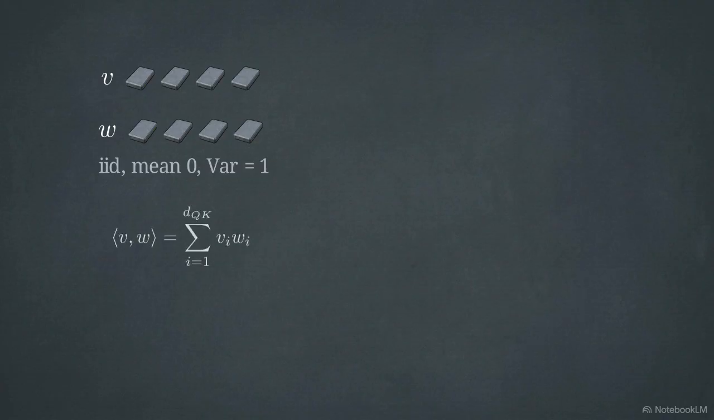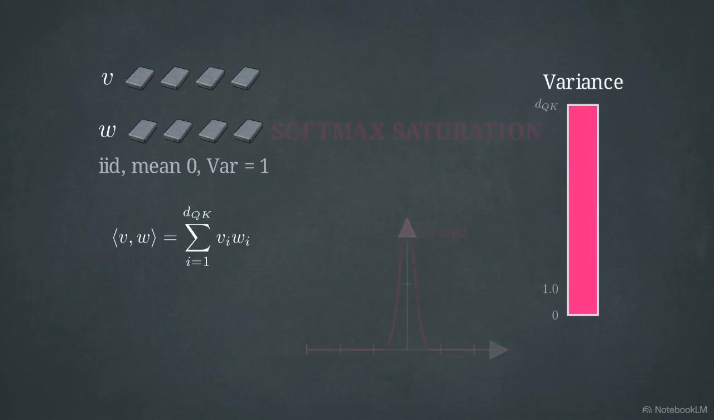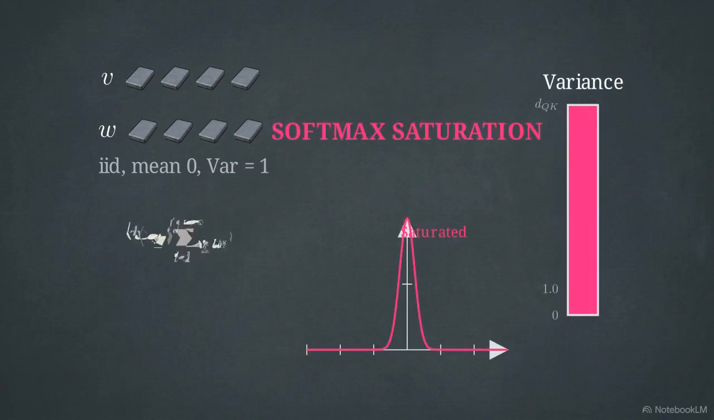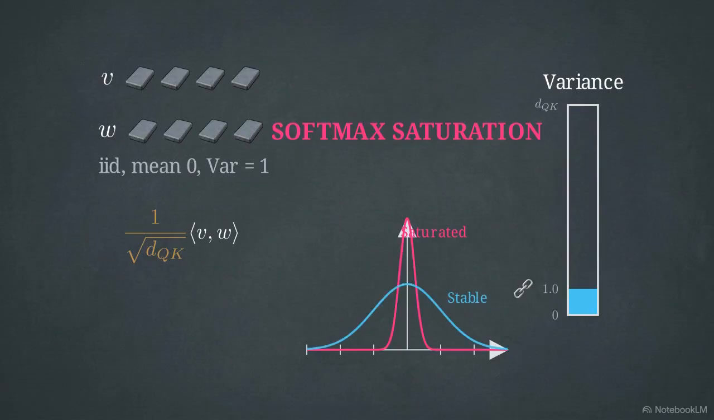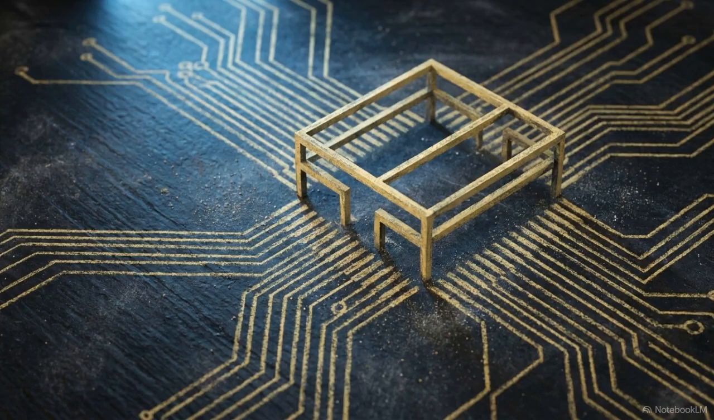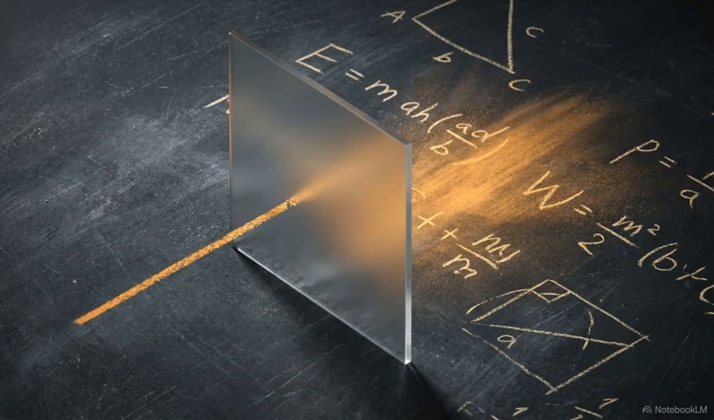If vectors v and w have independent entries with variance 1, their inner product variance is exactly d_qk. Dividing by the square root of d_qk forcibly locks the variance at 1. Without it, variance scales with dimension size, saturating softmax and halting training. The magic numbers typically hard-coded into machine learning frameworks are strict mathematical requirements engineered to maintain statistical stability across deep neural networks.